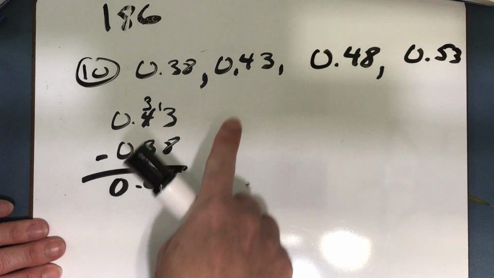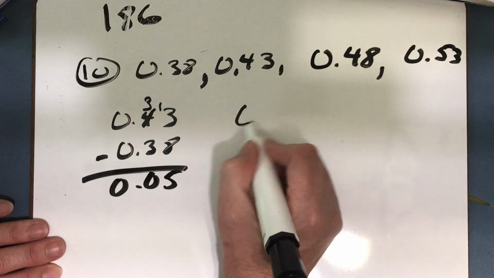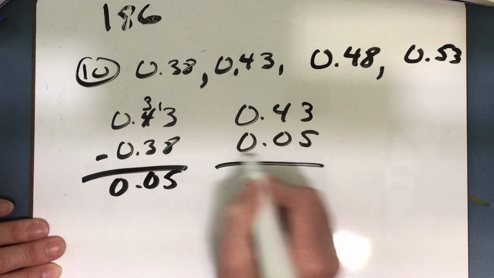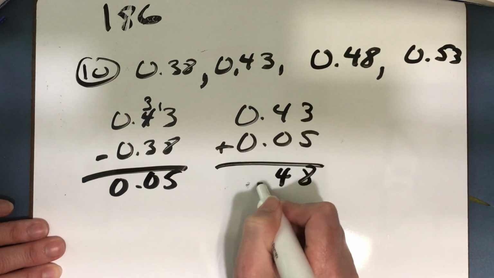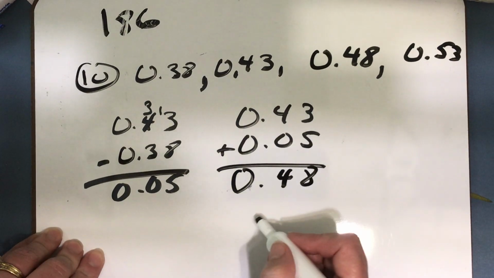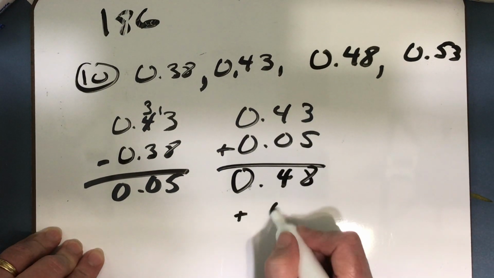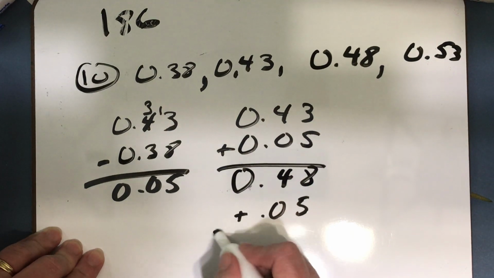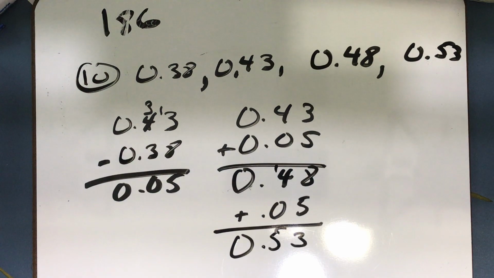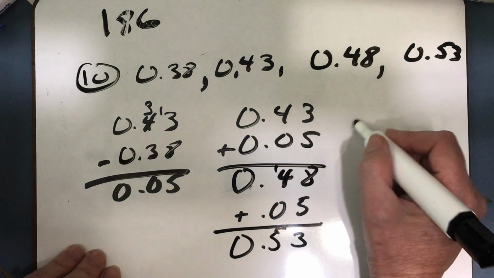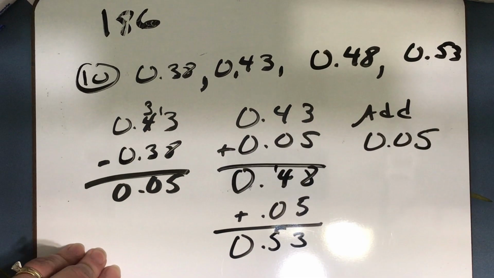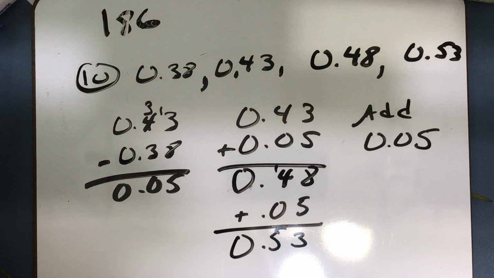Well, let's check and see if that's what was added to 43 hundredths to get 48 hundredths. So I have 43 hundredths plus 5 hundredths, and I get 48 hundredths. Let's just check to make sure if I add 5 hundredths to 48 hundredths, what I get. So that's 13, so 53 hundredths. So the rule is to add 5 hundredths. So now you need to find the next two terms.